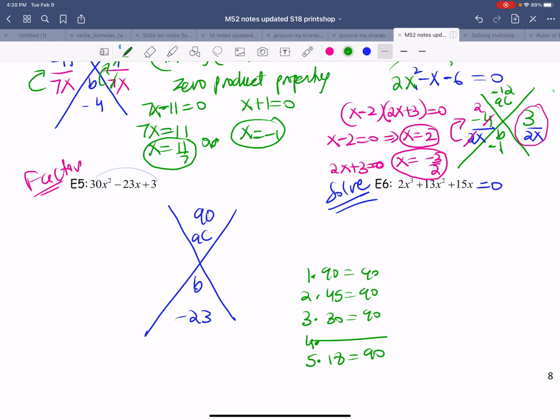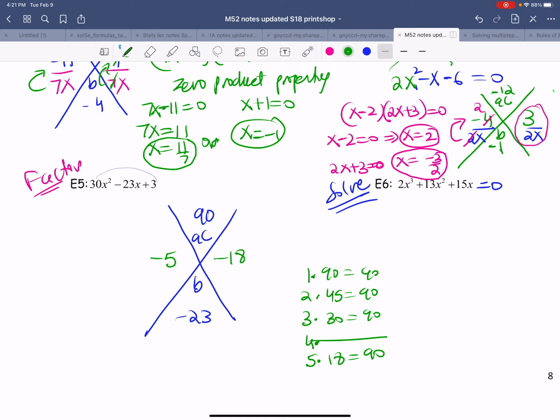5 times 18 is 90. Can you get 23 out of 5 and 18 somehow? Yes, if I make both of them negative. Then they multiply to give me positive 90 and they add up to give me negative 23.